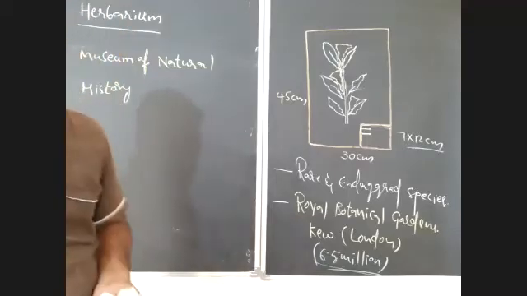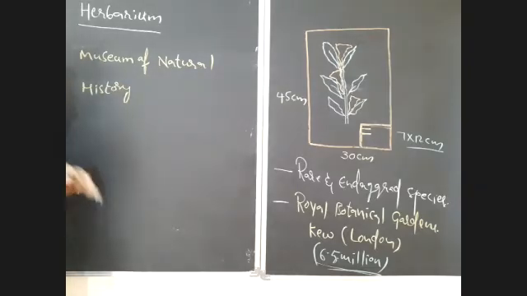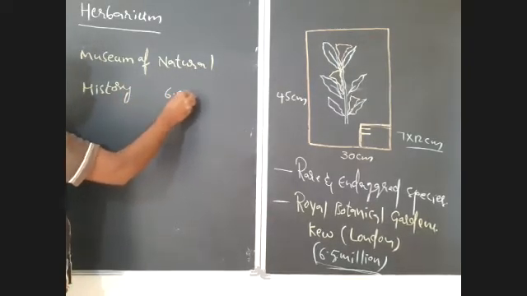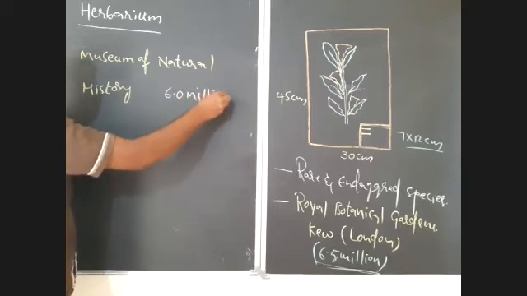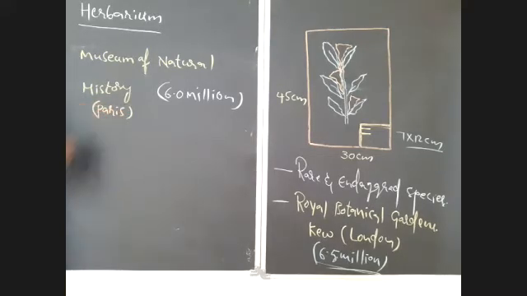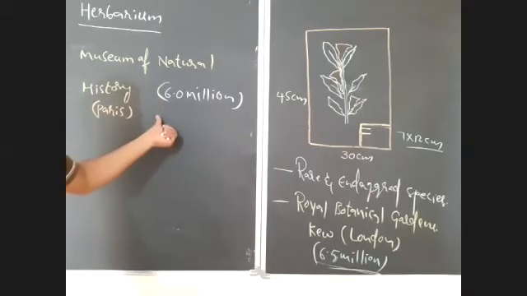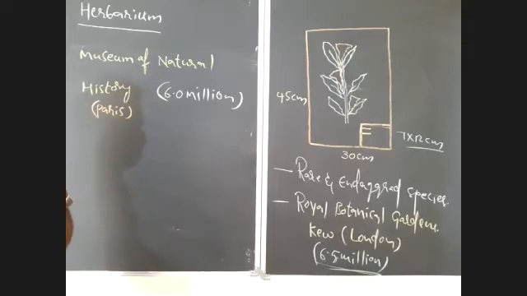The second largest is the Museum of Natural History located in Paris, where almost over 6 million herbarium specimens are preserved. So the second largest herbarium in the world is the Museum of Natural History in Paris. Here, over 6 million herbarium specimens are preserved.